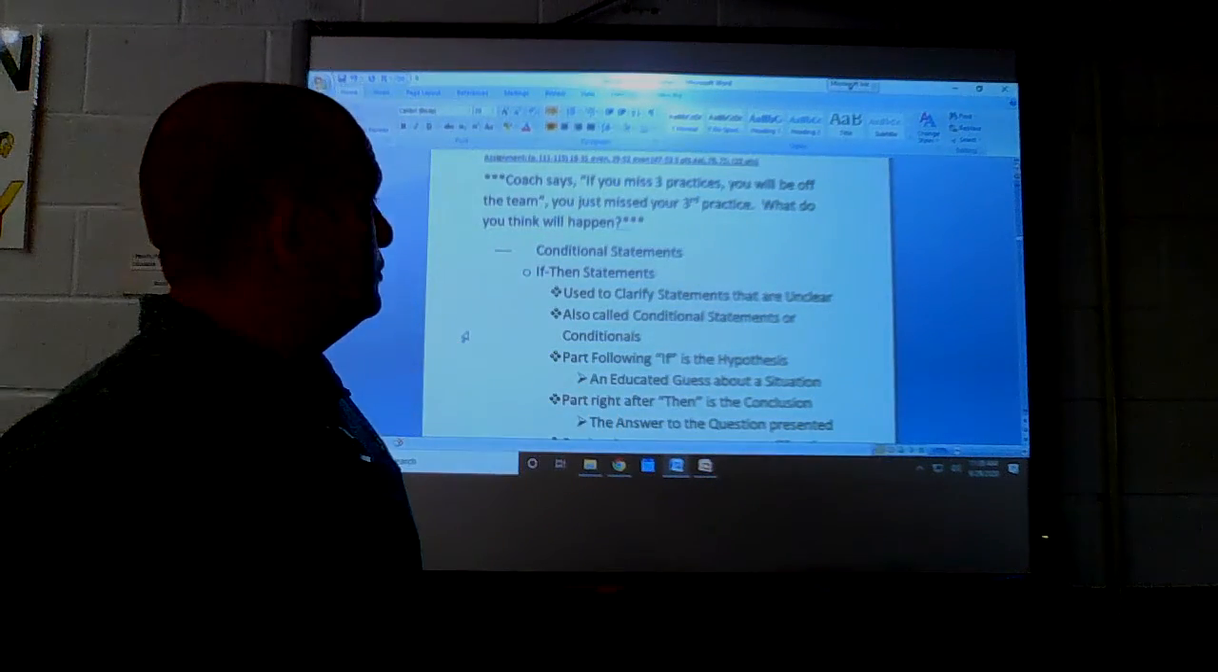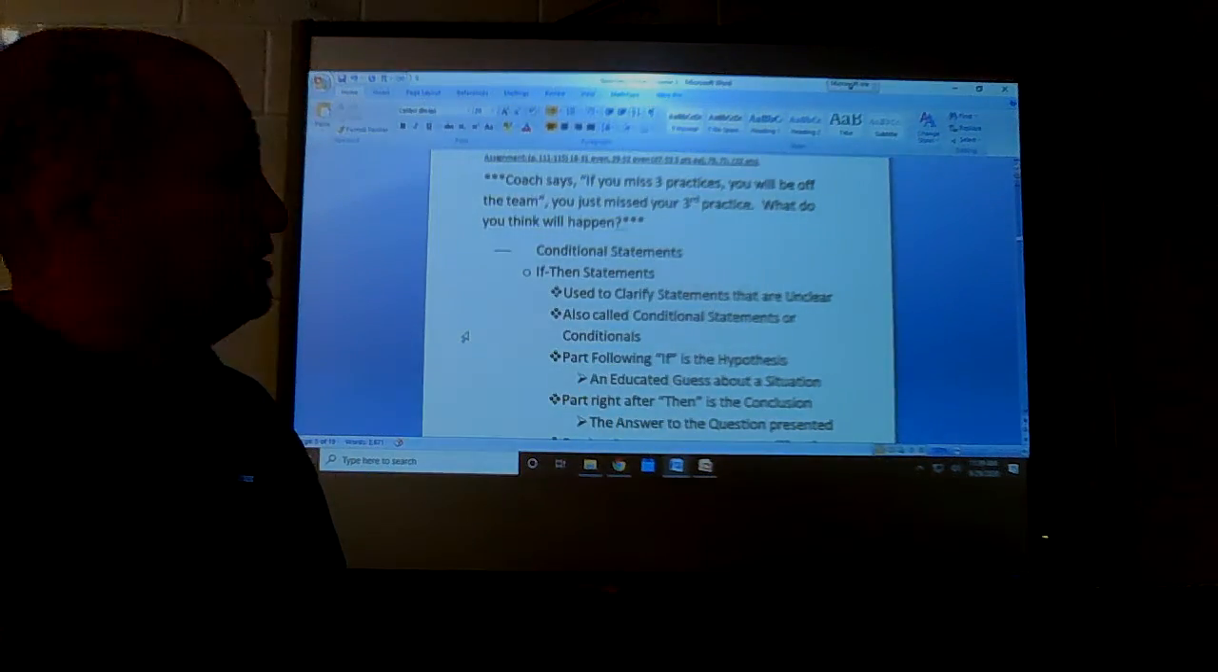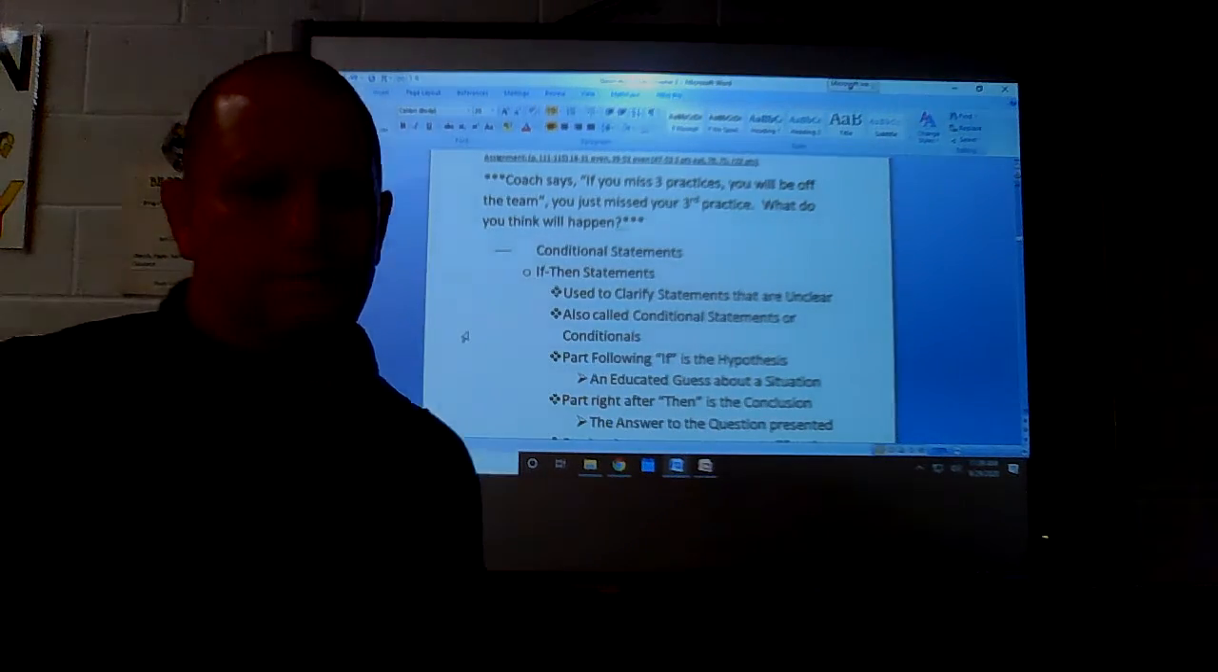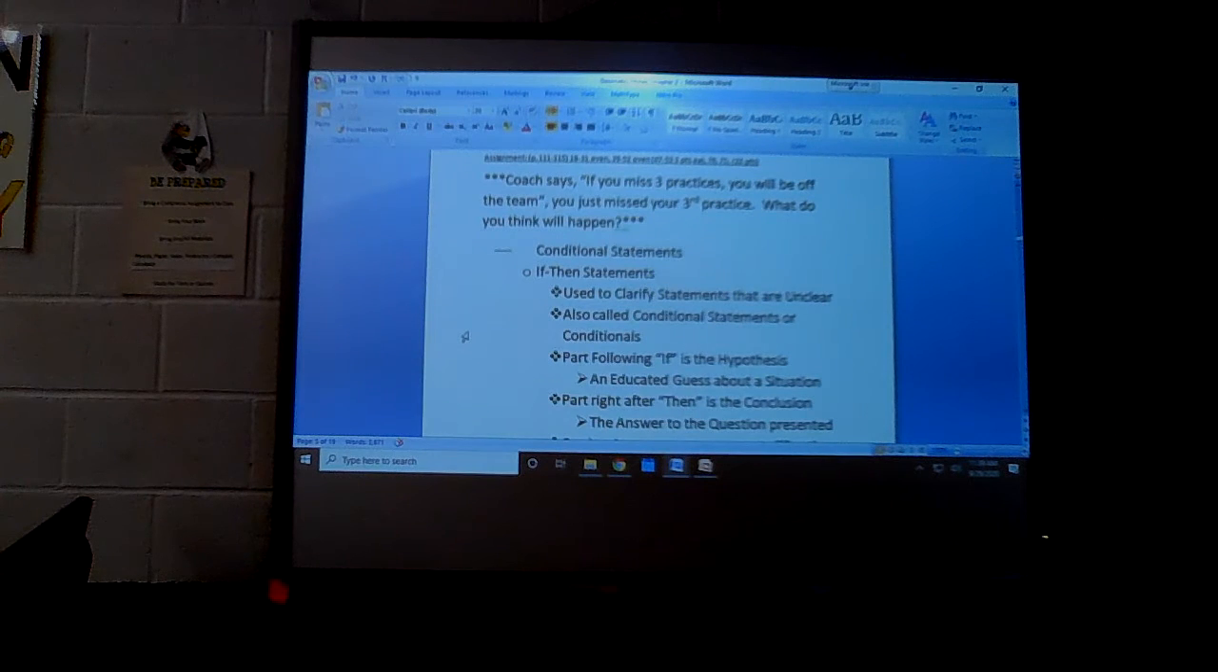All right, so I start out with the next section by reading the phrase up on the board. The coach says if you miss 3 practices, you'll be off the team. You just missed your 3rd practice. What do you think will happen?